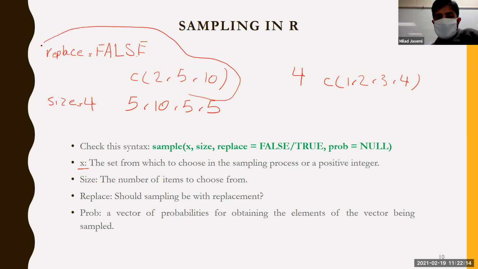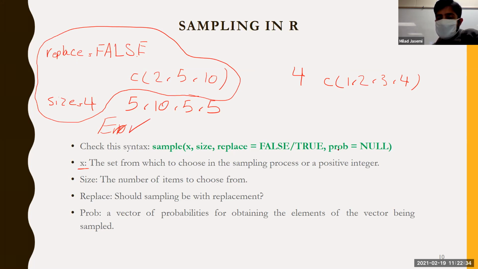We have this set to select from, and replace is false and size is 4, even more than the size of this set. Okay, it gives me an error. That's much simpler. Makes sense.